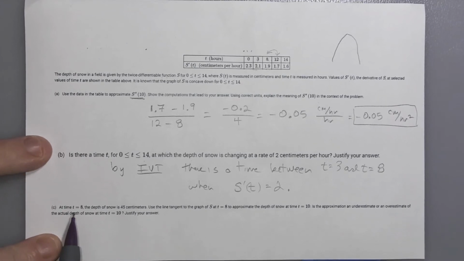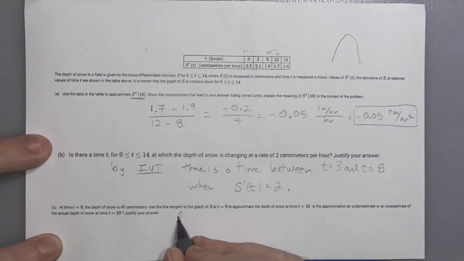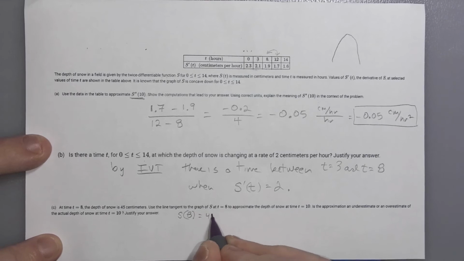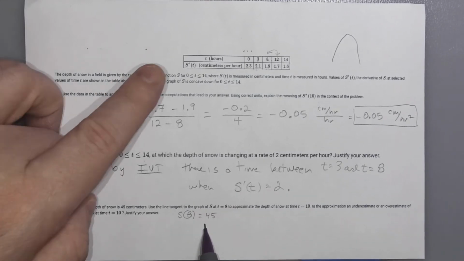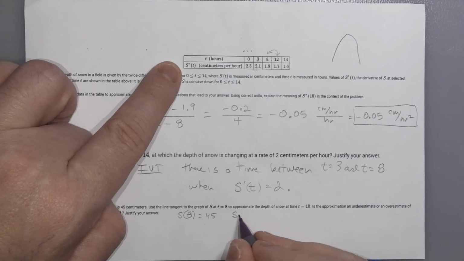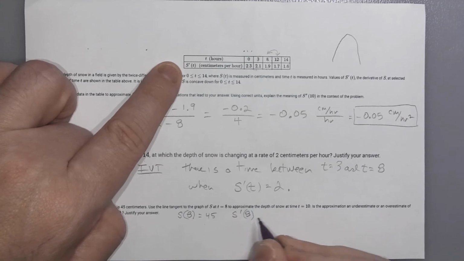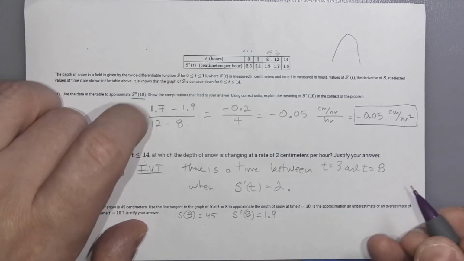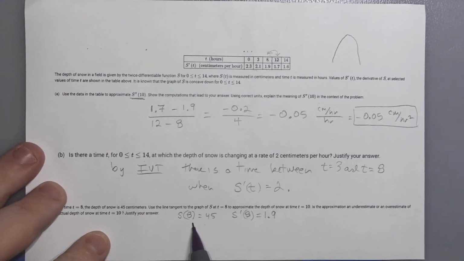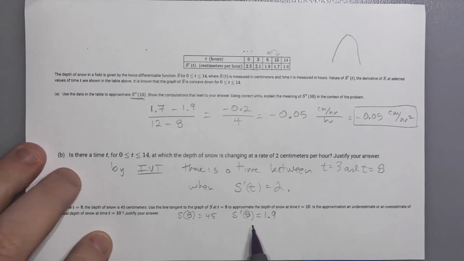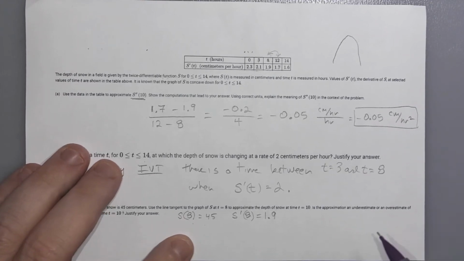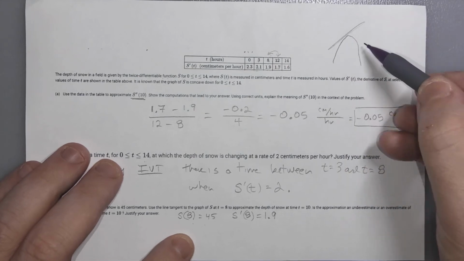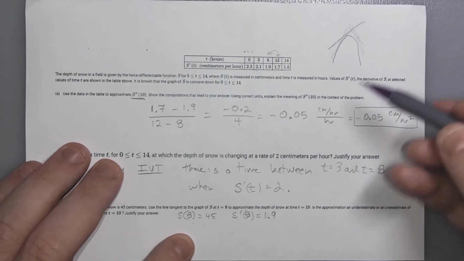Okay, the last problem is at time equals 8, the depth of the snow is 45. So s of 8 is 45. Furthermore, from the chart up here, we know that s prime of 8 is 1.9. So given a point and a slope, we are able to make a tangent line to the curve of s. Wherever it is, we're going to make this tangent line to s.